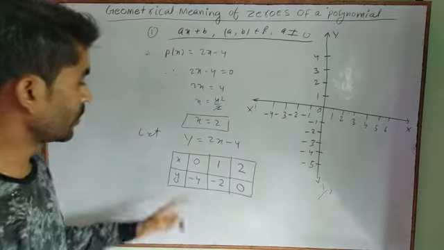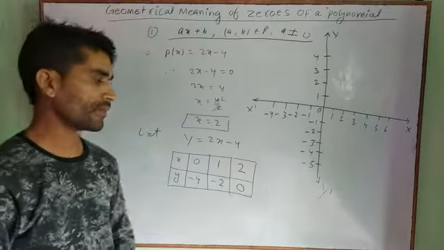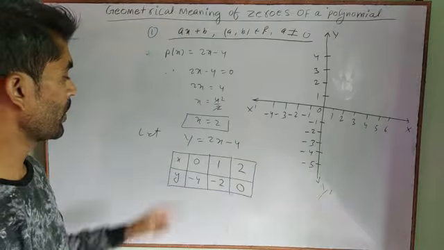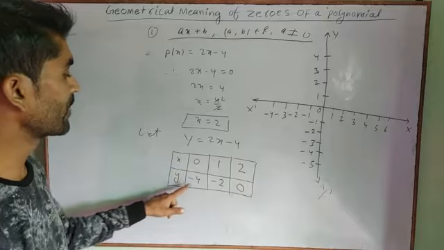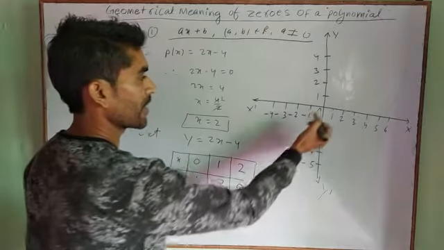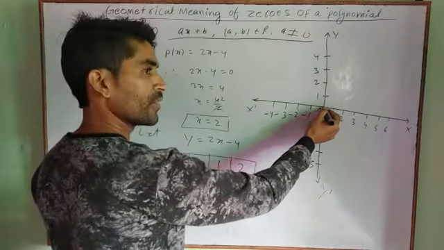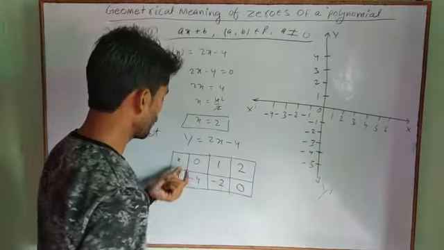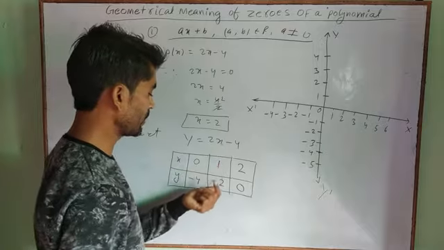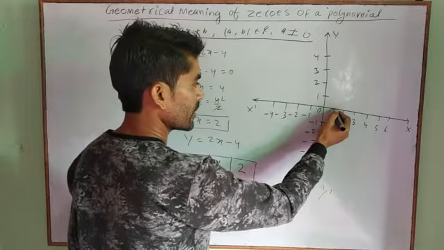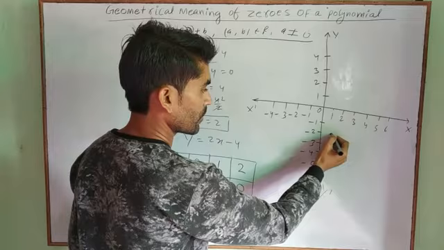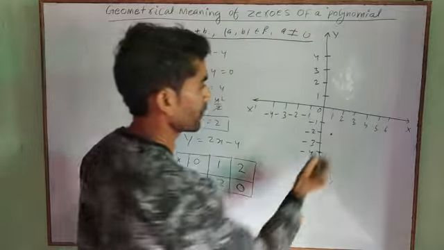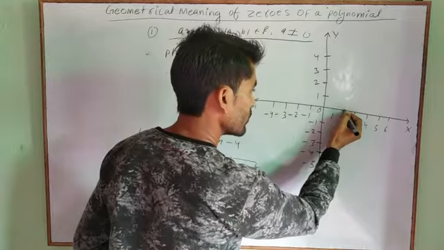Now let's locate these points on the graph. So x value is 0. When x value is 0, then y value is minus 4. It should be here, right? Then when x value is 1, then y value is minus 2, right? And when x value is 2, then y value is 0. X value is 2 and y value is 0 here only.